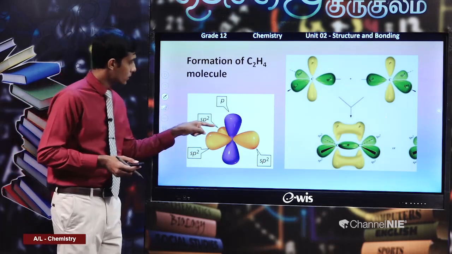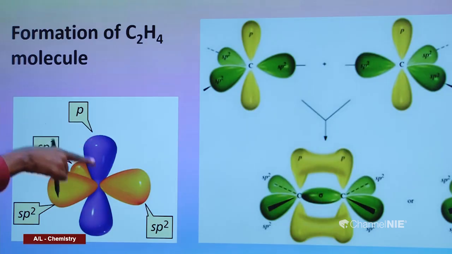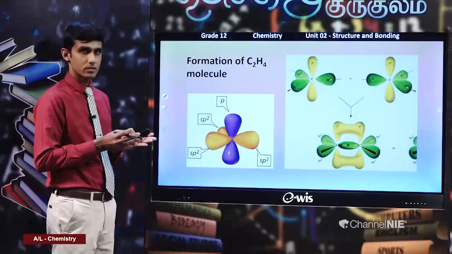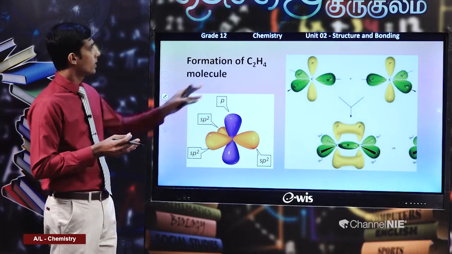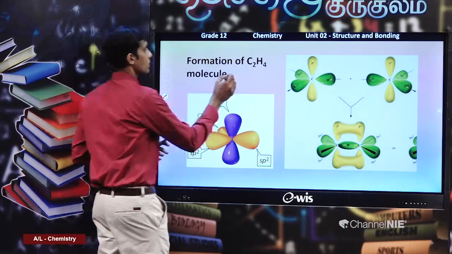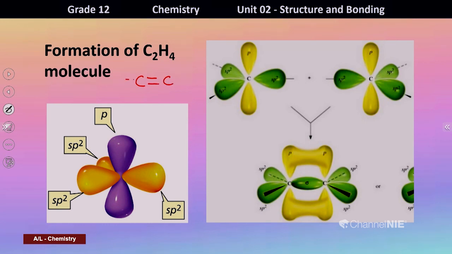Now, there you can see 3 sp2 orbitals in a trigonal planar arrangement. This is the unhybridized 2p orbital. So, that is how the sp2 hybridized carbon atom looks. Now, when we consider a molecule like C2H4, the molecule with 2 carbon atoms, when you draw the Lewis structure, you will get a Lewis structure like this.